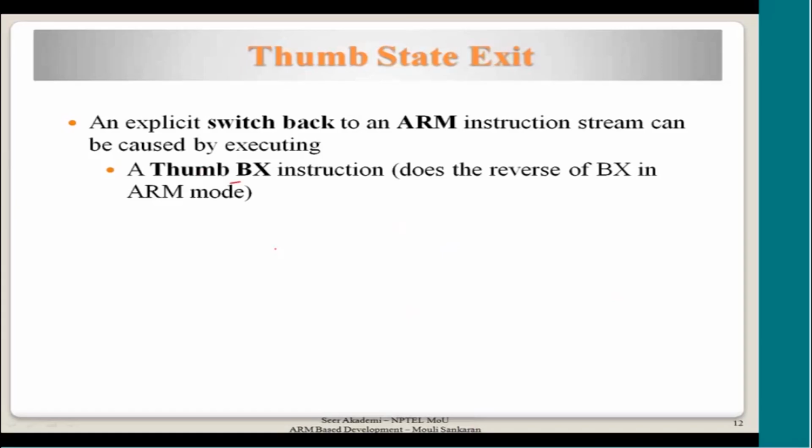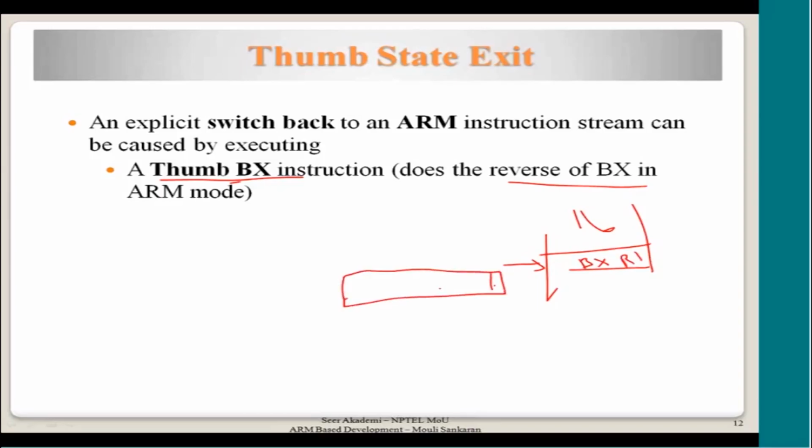That can also be done by executing a BX instruction. Thumb state also supports a BX instruction, which is 16-bit wide. Suppose it is executing a BX instruction with some register R1, and R1 happens to have bit 0, the LSB, as 0. It will know that this is 0, which means it has to come back to ARM state. So when it executes the BX instruction, it will come back to ARM state from thumb state. Sorry, I should not say mode for ARM and thumb; it is state.